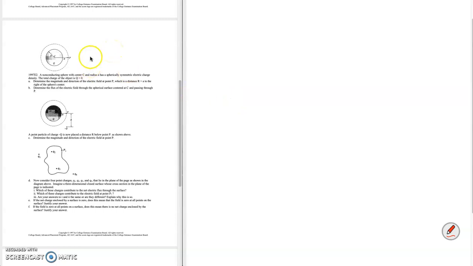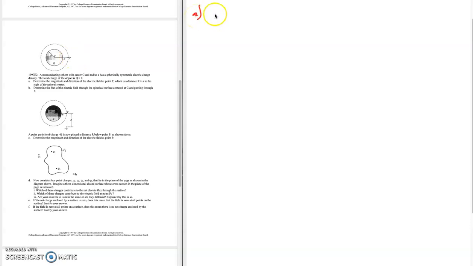1997 E&M problem 2. They give us a non-conducting sphere, and they are very nice in telling us that it is a spherically symmetric electric charge. That's usually an indication that they're going to change things on us later on, and when you get down to parts D, E, and F, they do. And we're going to look at the electric field at point P, which is on the right side. It is a specific point on the right side of the sphere.